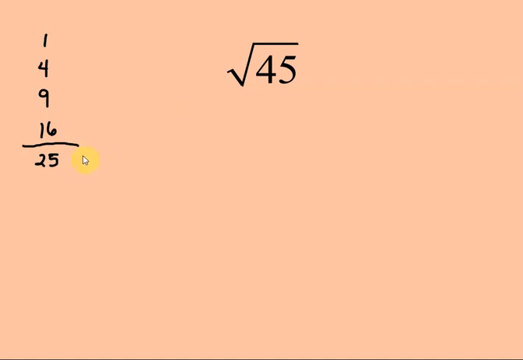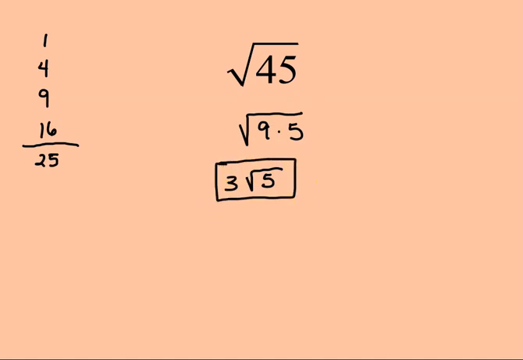So when we're looking for the perfect square factors, we'll start with 16. Will 16 divide into 45 evenly? No, it won't. What about 9? Yes, 9 is a factor of 45. So 9 times 5 is 45. Once again, the perfect square factor gets to come out of the radical. The square root of 9 is 3, so now it comes out of the radical, but the 5 has to stay under. And this is my simplified radical.